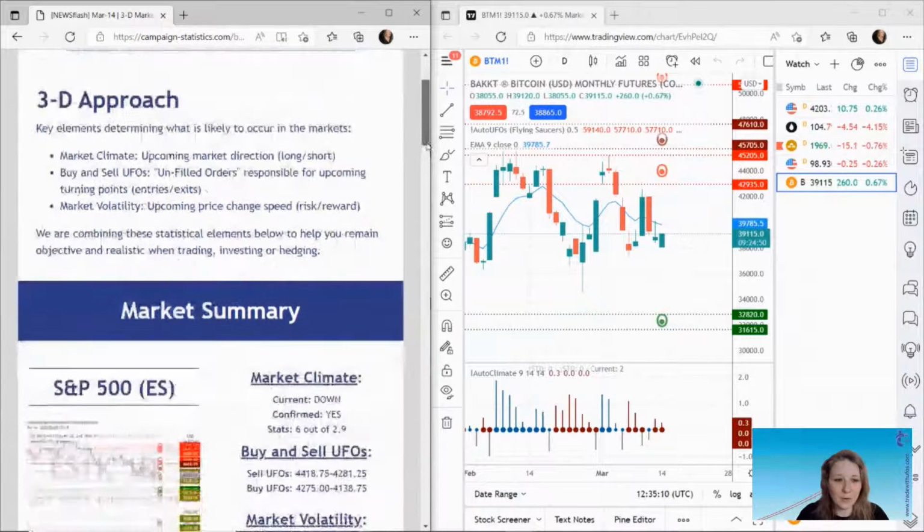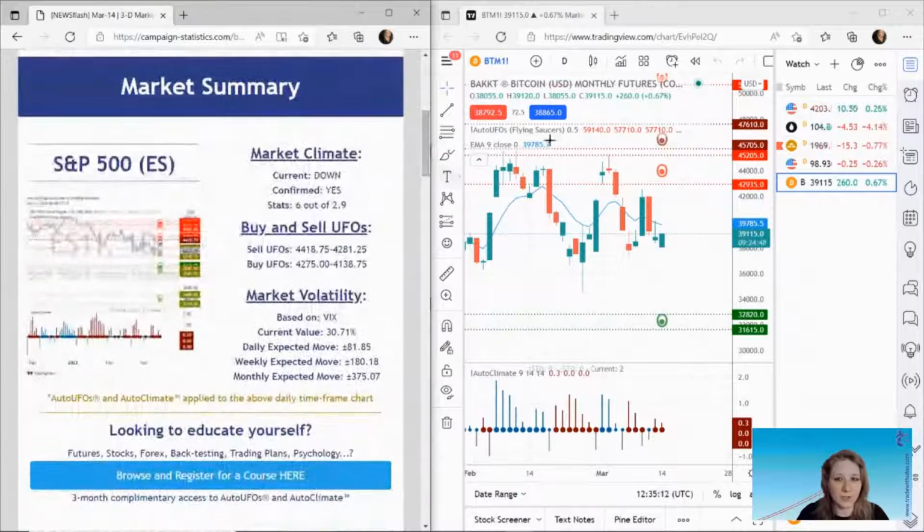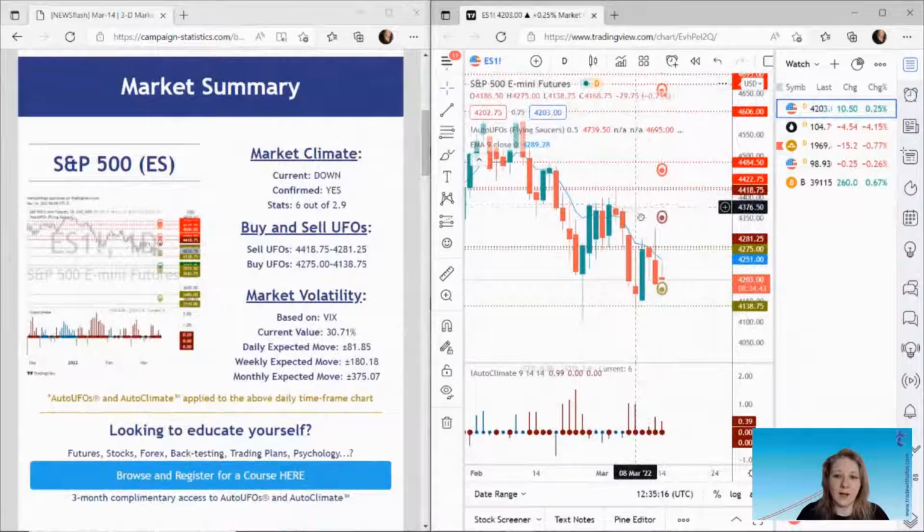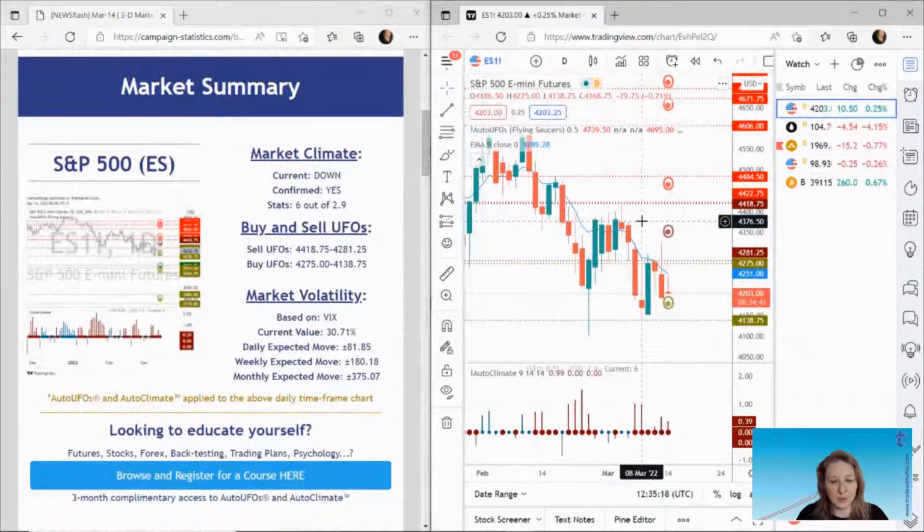So we will start with the S&P 500, which is the top 500 US stocks. Each of the markets we look at is on a daily chart. Of course, different things happen on different time frames. This is relevant to a daily chart.